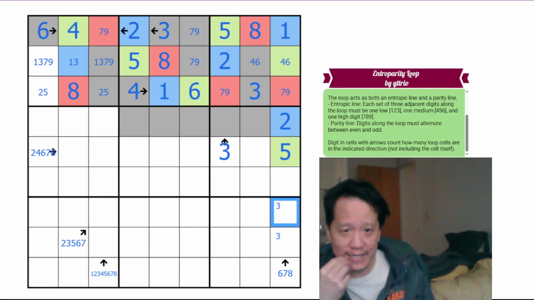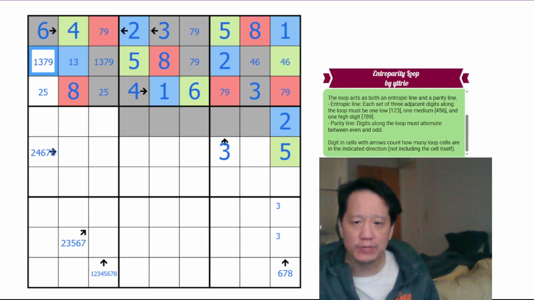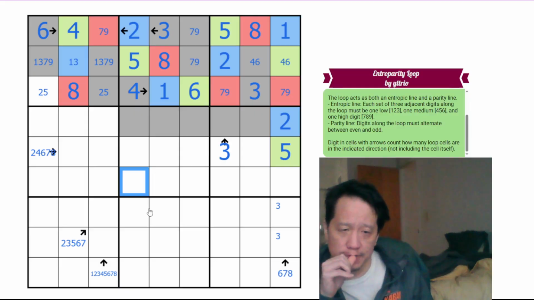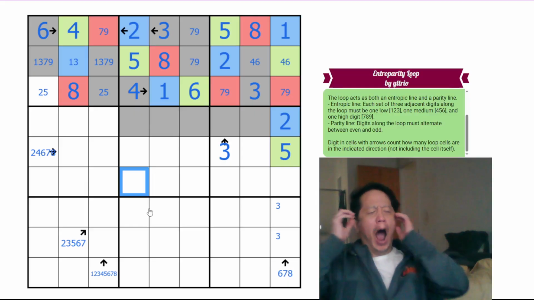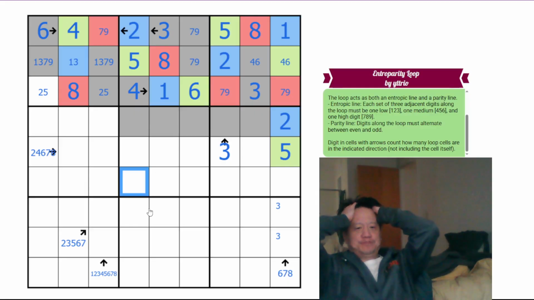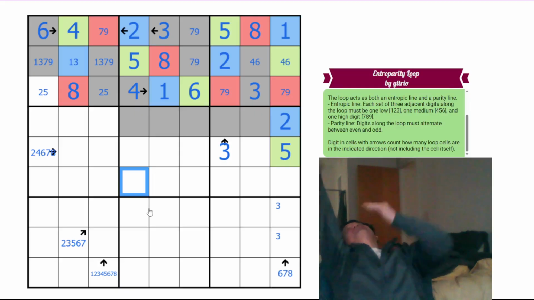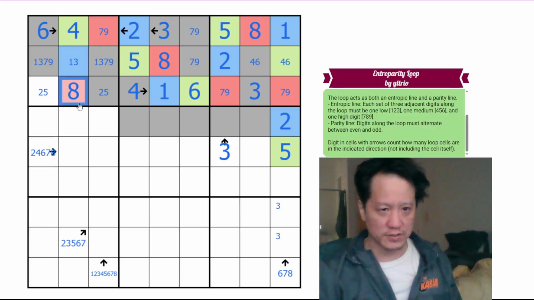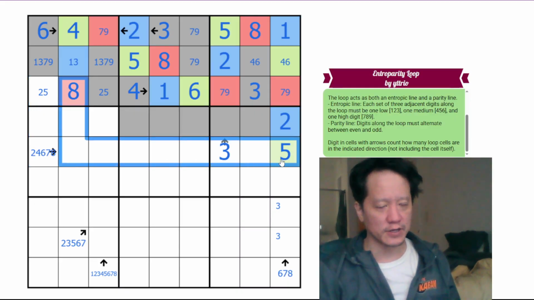What else do we have? This is not on the loop. That's one thing we know. Okay, what happens if this is 8? It has to essentially do... It could do something funky like that. Or it could just go straight and then go like that.